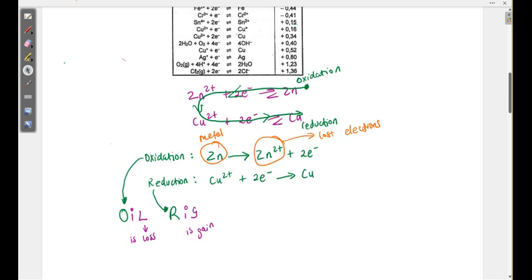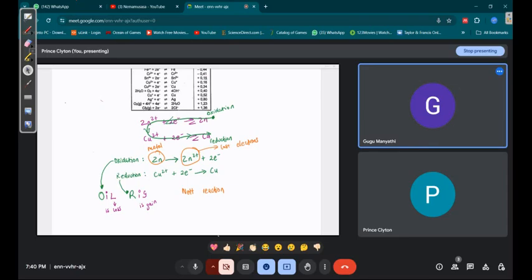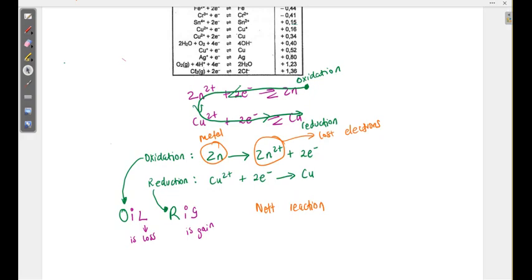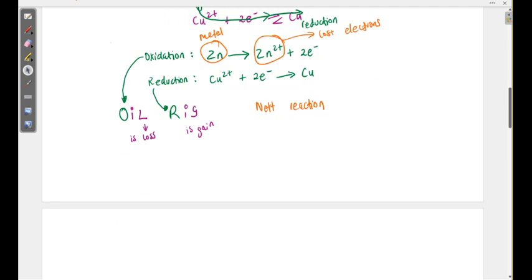Now, the next thing we need to know is that now that we know how to find the oxidation and reduction, you need to know how to get the net reaction. We already did it in grade 11, when we were discussing redox reactions. So it does not change. We still take everything that is on the left hand side of the arrows. You write it: Zn + Cu2+ + 2e-. Then you take everything on the right side of the arrows: Zn2+ + 2e- + Cu.